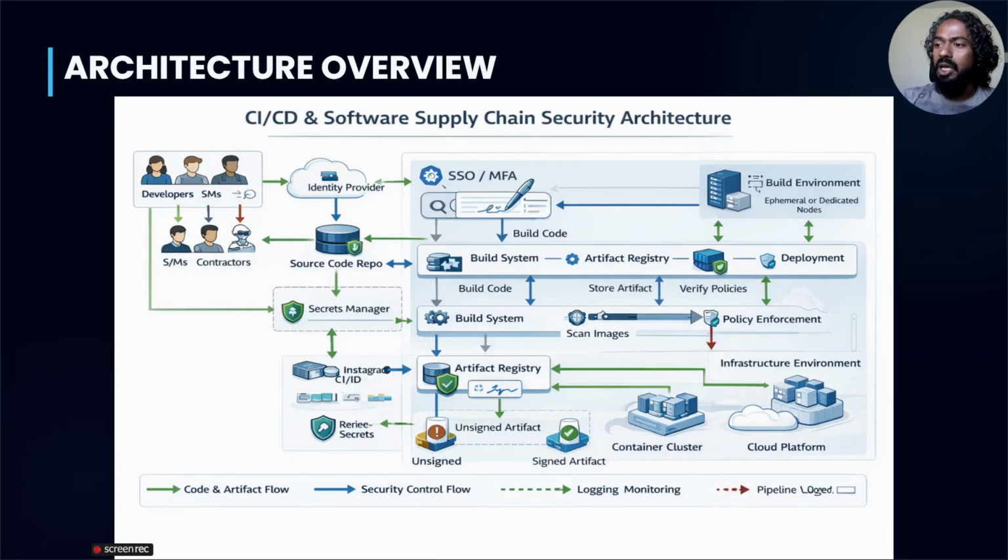Now, coming to the architecture. At a very high level, this is what happens. Developers write code and push to source control. That triggers a CI/CD pipeline which will build, test, and package the application. Those build outputs become artifacts, images, packages, whatever, which then get promoted and deployed into a runtime platform like Kubernetes or any cloud service.